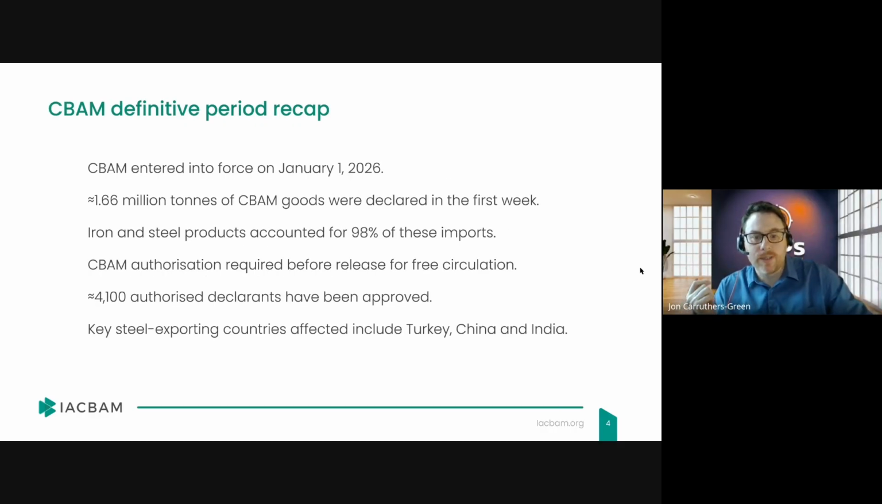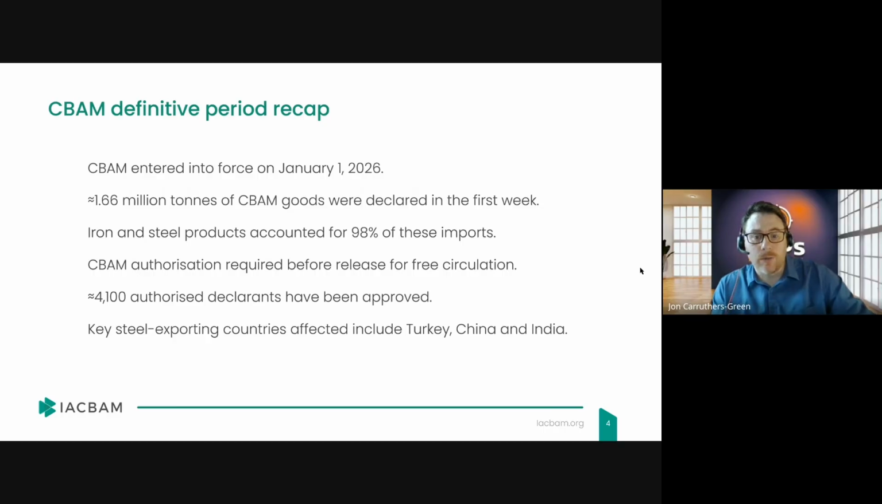And a lot of this information came from a very backslapping press release that the European Commission put out just a few weeks ago. They were very pleased to tell everyone that the CBAM definitive period started on January the 1st, and within that first week, around about 1.6 million tonnes of CBAM goods were brought into the European Union.